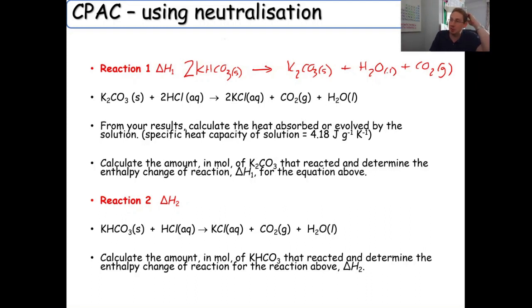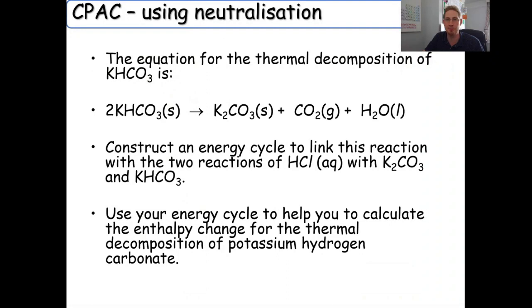But the problem, as before, is because we are heating this thing so strongly, it's very difficult to measure the temperature change of the reaction while you've got it in the oven. So what we need to do is do it a different way. In this way, you reacted the potassium carbonate with hydrochloric acid and the potassium hydrogen carbonate with hydrochloric acid. You measured the enthalpy changes of those reactions, and then you could work out the original one.